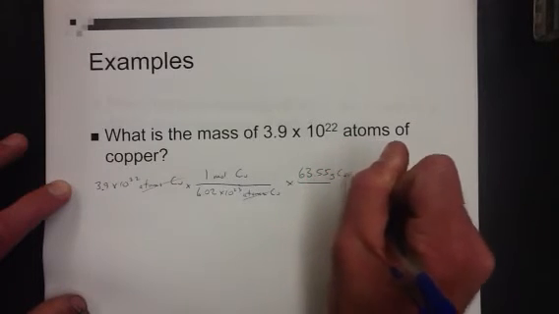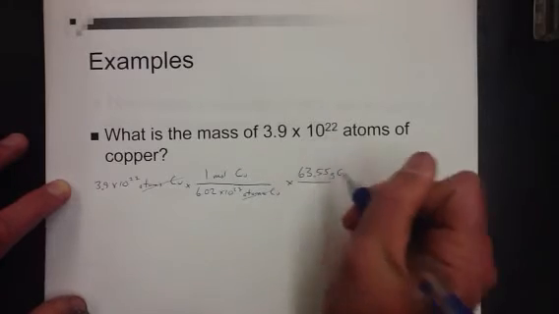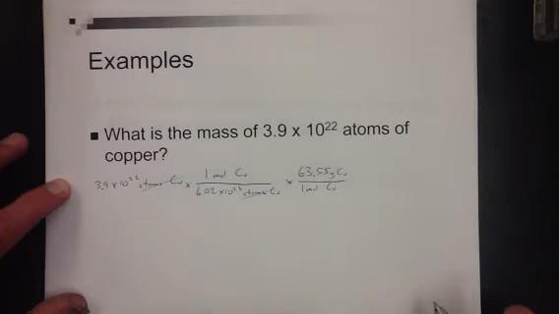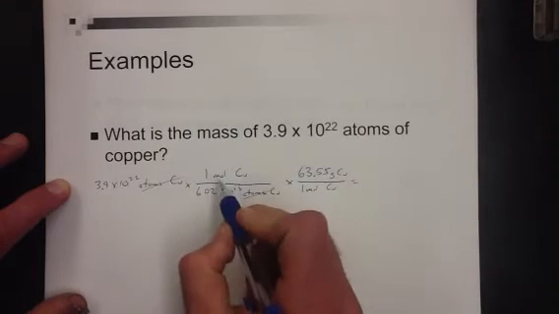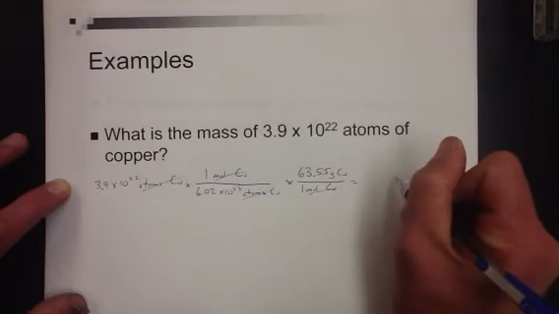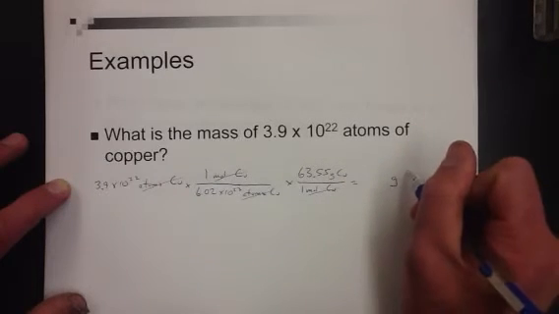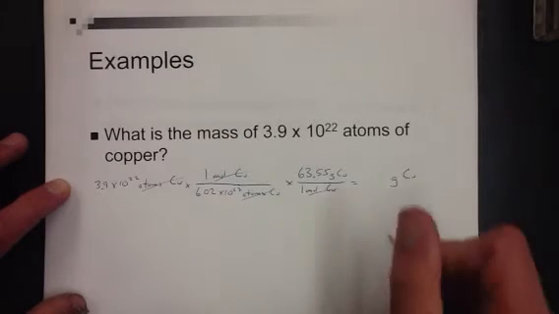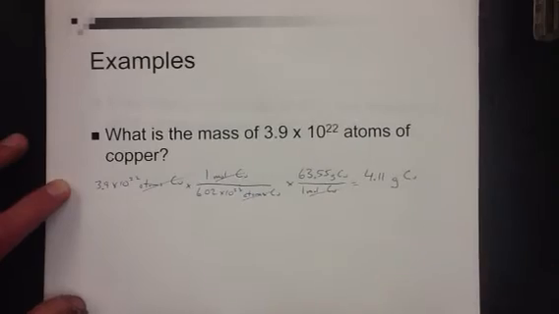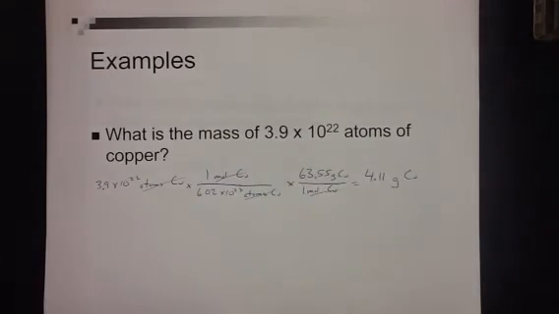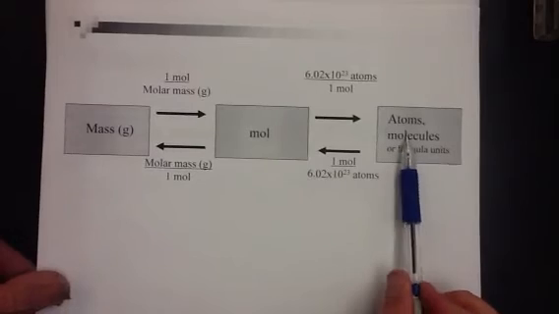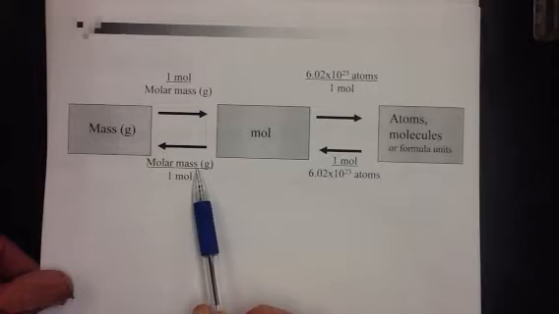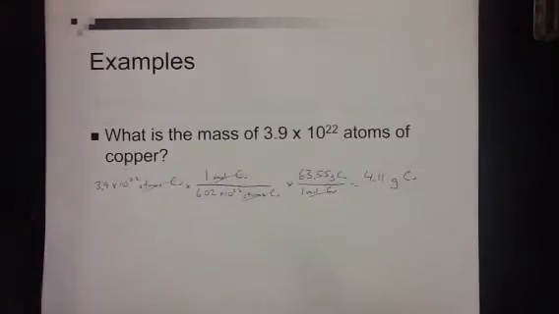So 63.55 grams of copper. It's going to be different for each element, but in this case we're working with copper. And that's for every 1 mole of copper. We have it set up correctly so that moles of copper can cancel out, and then in the end our units will be grams of copper. So we do this on our calculators, and we get 4.11 grams of copper. So this was a conversion where we were given the number of particles, we used Avogadro's number to get the number of moles, and then we used molar mass from the periodic table to get the mass.